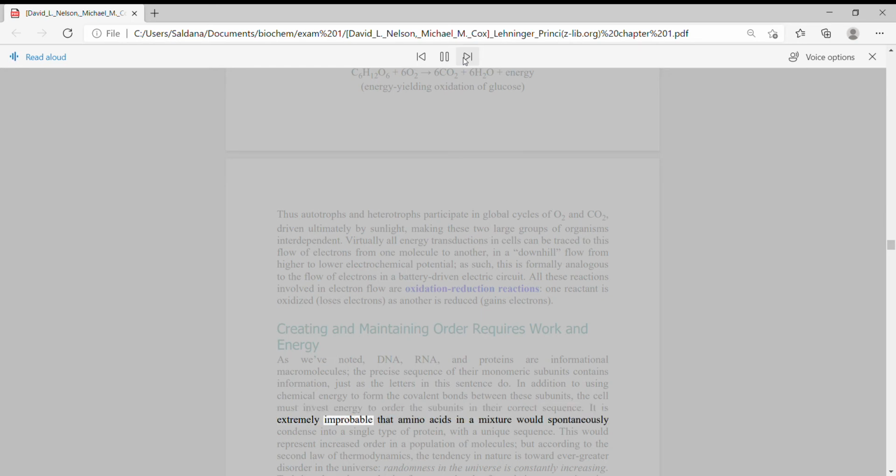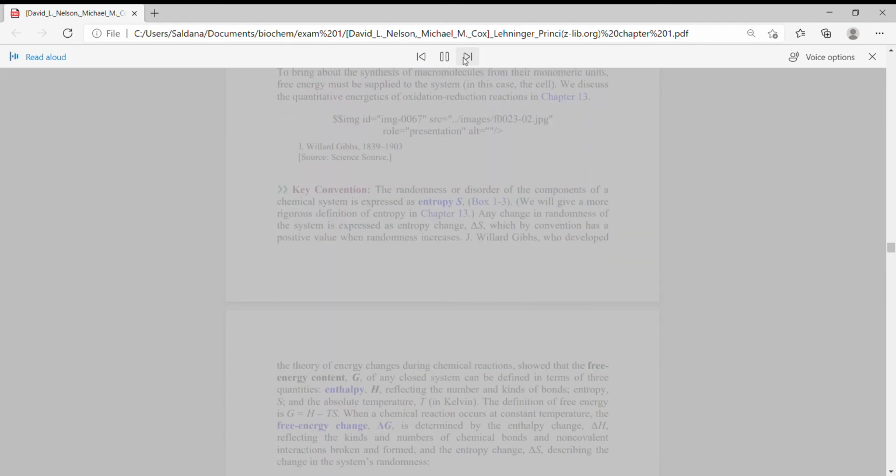It is extremely improbable that amino acids in a mixture would spontaneously condense into a single type of protein, with a unique sequence. This would represent increased order in a population of molecules, but according to the second law of thermodynamics, the tendency in nature is toward ever greater disorder in the universe. Randomness in the universe is constantly increasing. To bring about the synthesis of macromolecules from their monomeric units, free energy must be supplied to the system, in this case, the cell. We discussed the quantitative energetics of oxidation-reduction reactions in Chapter 13.